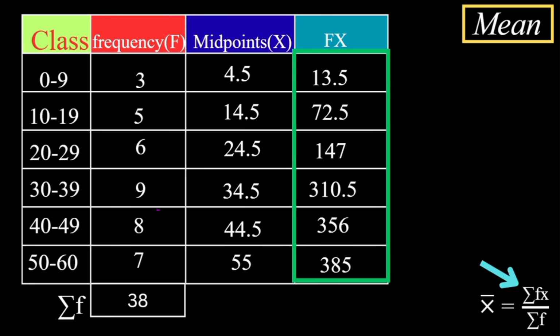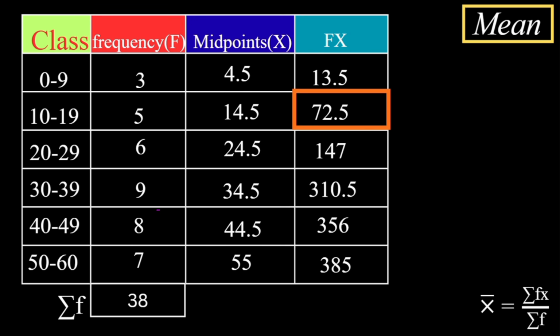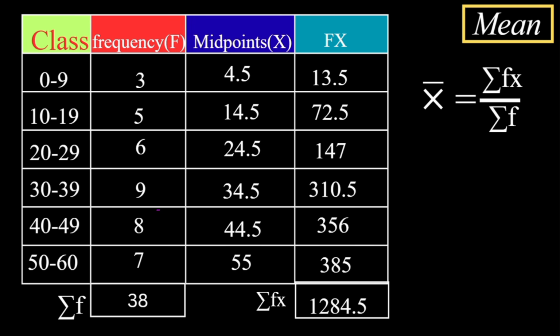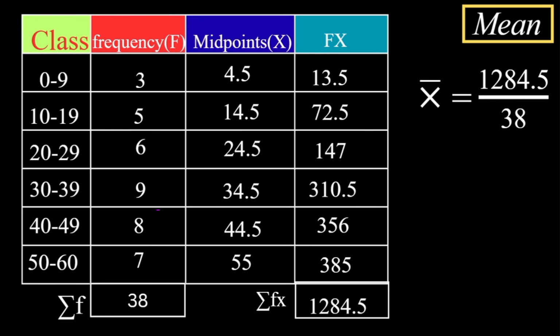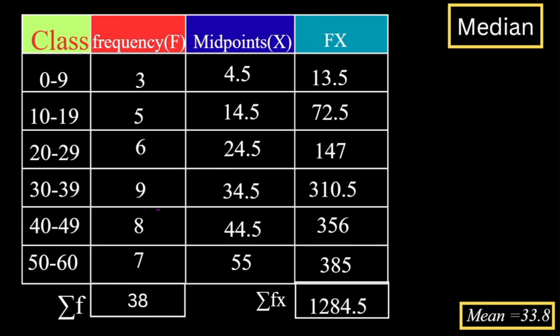Now we need to get the summation of f of x, which is basically the addition of all these values: 13.5 plus 72.5 plus 147 plus 310.5 plus 356, and lastly plus 385. And this gives us a total of 1284.5 as the summation of f of x. So to get x bar, we basically substitute these values: 1284.5 divided by 38, and this is basically 33.8, and this is our mean. Next, we need to get the median.